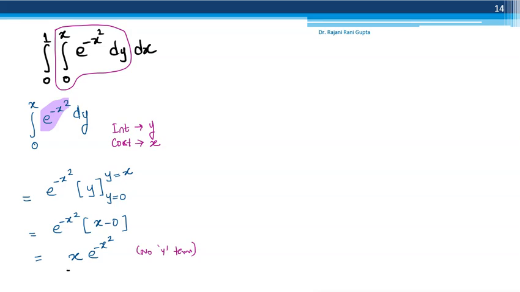Now, use this value in the leftover integral. It is 0 to 1, x e power minus x squared dx. Now here, it's a product of two functions. It's not possible to merge them together. So in this case, you go by integration by substitution or integration by parts. Always check for substitution first. If substitution doesn't work, then only go for integration by parts. So let's see what you can use.